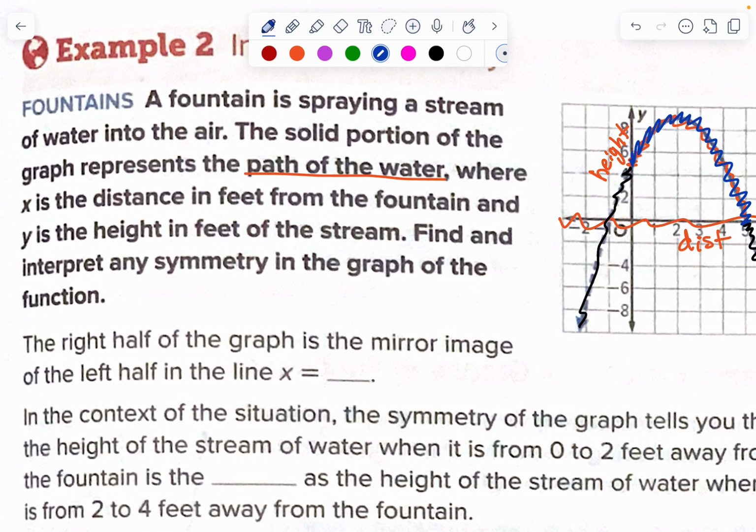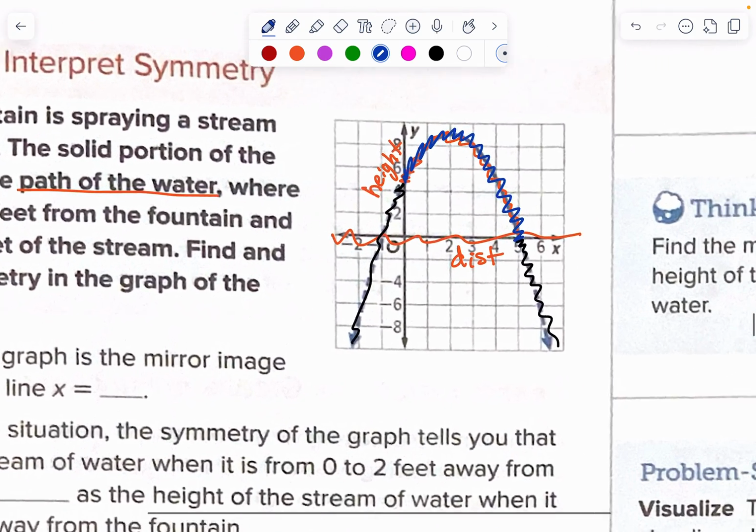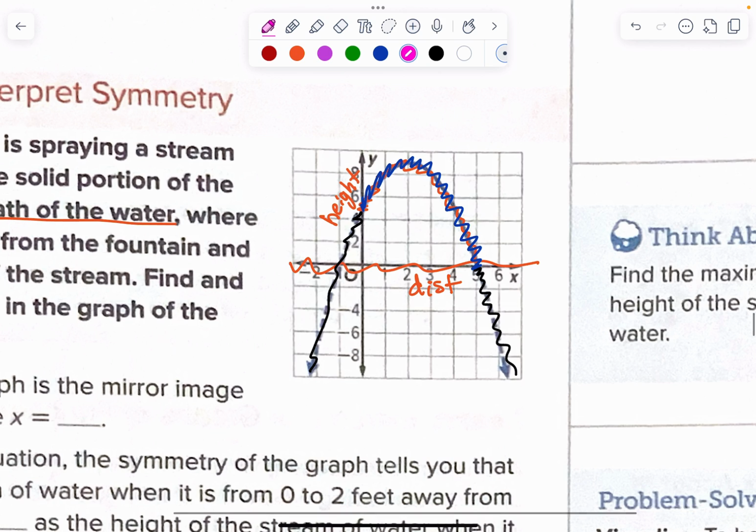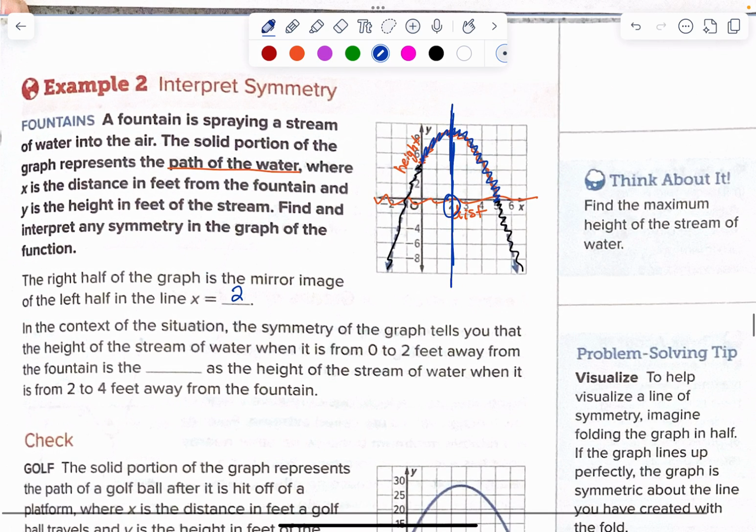Find and interpret any symmetry in the graph. So the right half of the graph is the mirror image of the left half, and we need to figure out where that line of symmetry happens. He divides in half right here, which is at x equals 2. In the context of this situation, the symmetry of the graph tells you that the height of the stream of water when it is from 0 to 2 feet away from the fountain is the same as the height of the stream of water when it is from 2 to 4 feet away from the fountain.